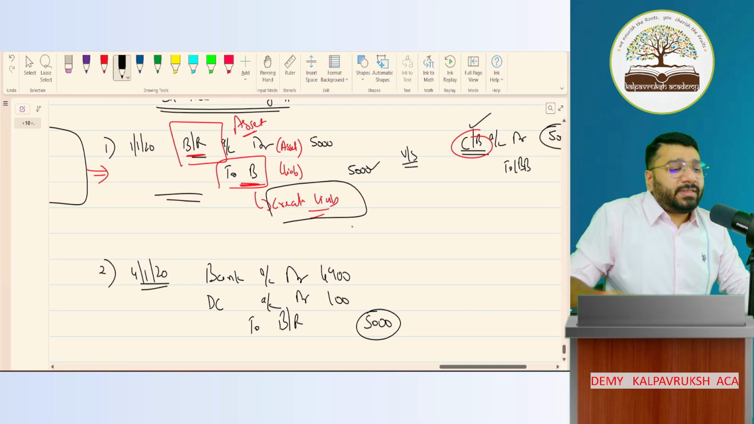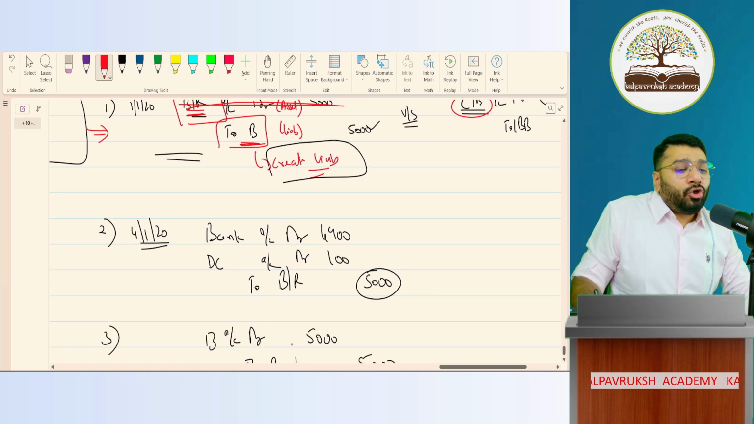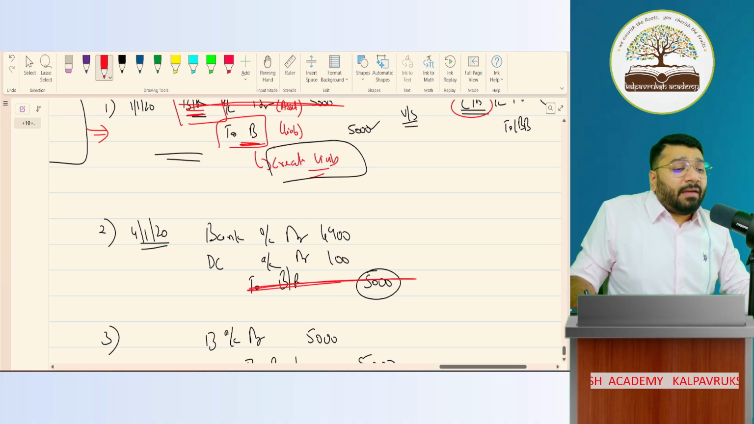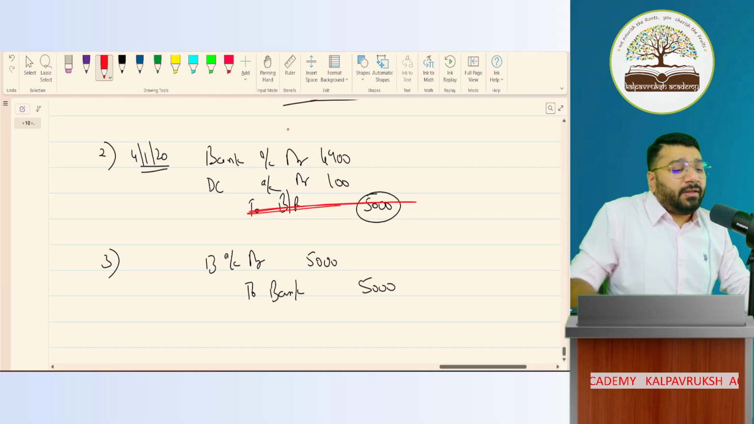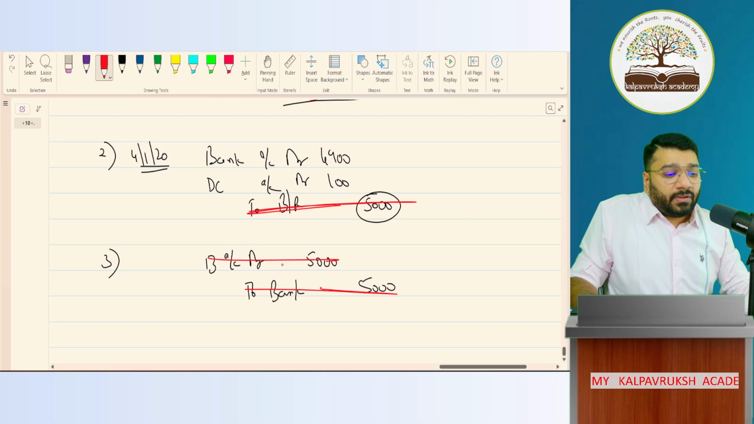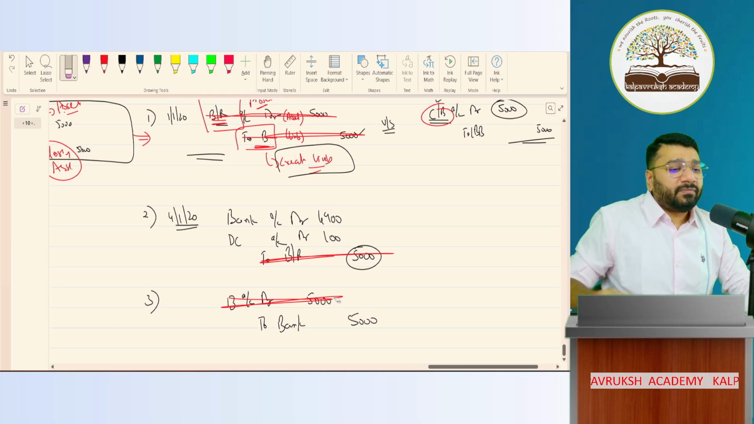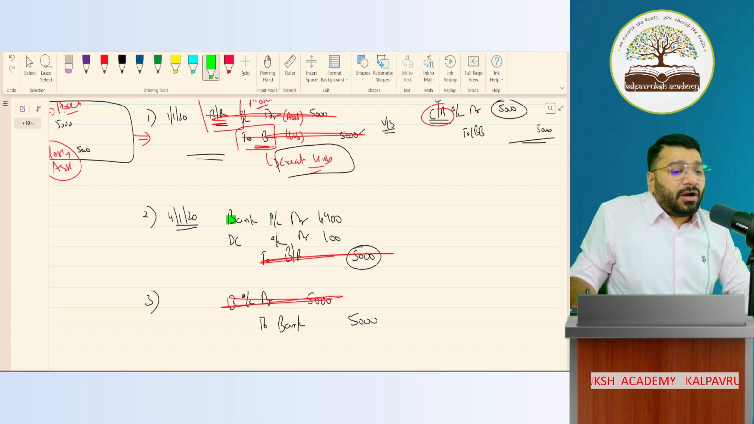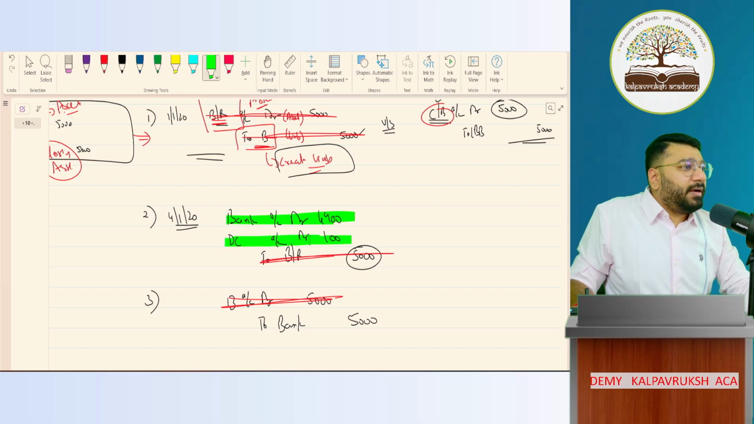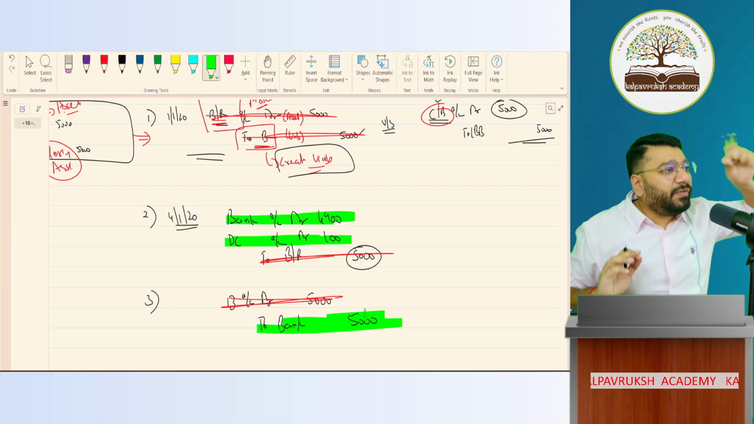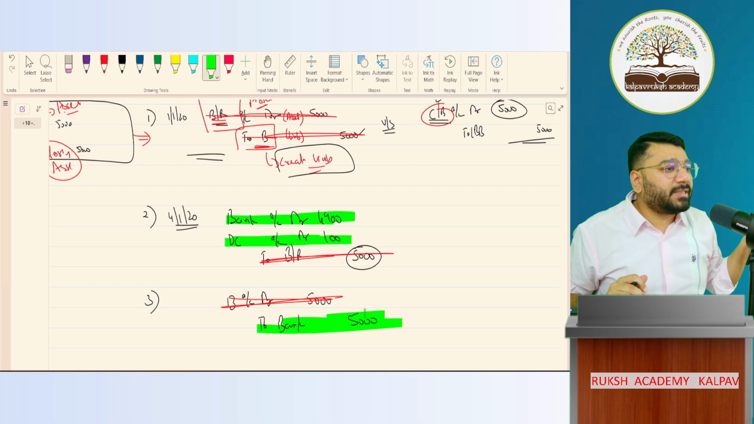At the end, if you see, BR account is opened in the first entry, closed in the second entry. B's liability is opened in the first entry and got closed in the third entry. Yes or no? Ultimately, what are you left with? Bank account debit 4,900 first. For this, you paid interest of 100. Then how much money went out? 5,000. The money that came and the money that went out, the difference is what? Interest. Got it, not got it.